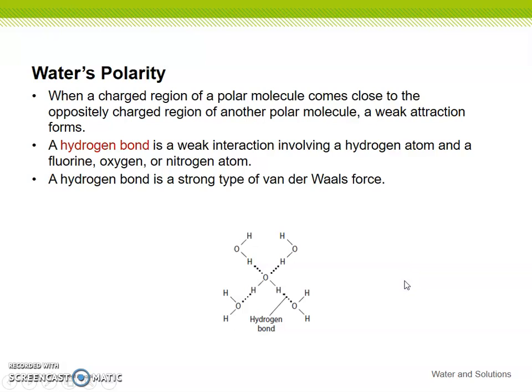When a charged region of a polar molecule comes close to the oppositely charged region of another polar molecule, a weak attraction is formed. If one of those atoms is a hydrogen atom, it forms what's called a hydrogen bond, which is a weak interaction involving a hydrogen atom and a fluorine, oxygen, or nitrogen atom. A hydrogen bond is a strong type of a van der Waals force.